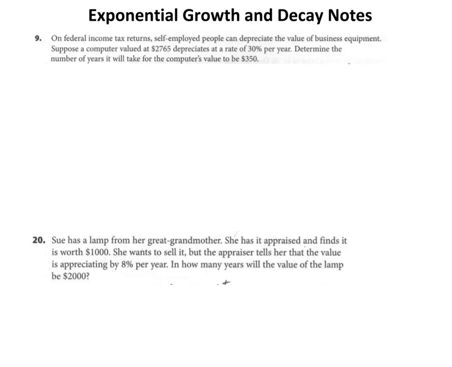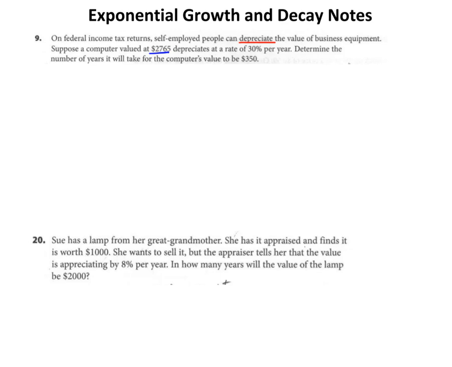Hello. All right, so let's continue. Let's say for this example, it says on federal income tax returns, self-employed people can depreciate. So let's underline that in red. Depreciate is going to represent some sort of decrease. Depreciate the value of business equipment.